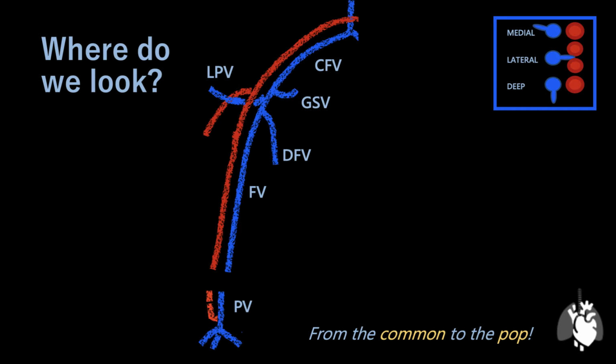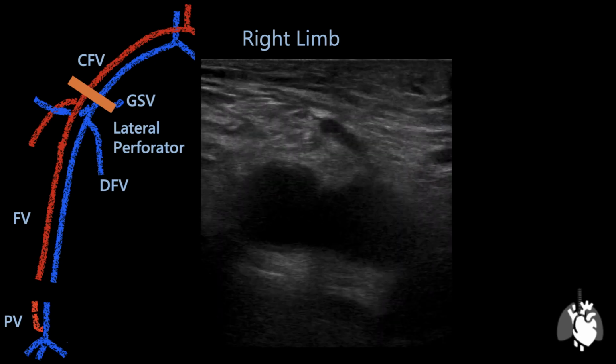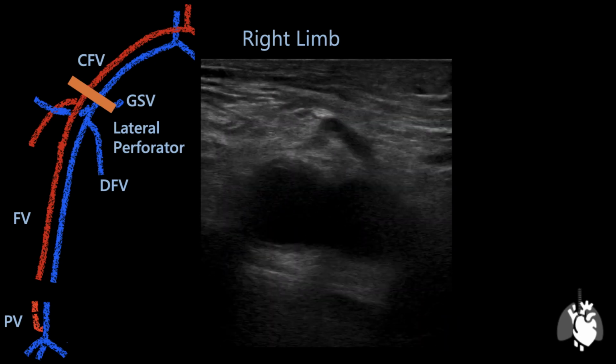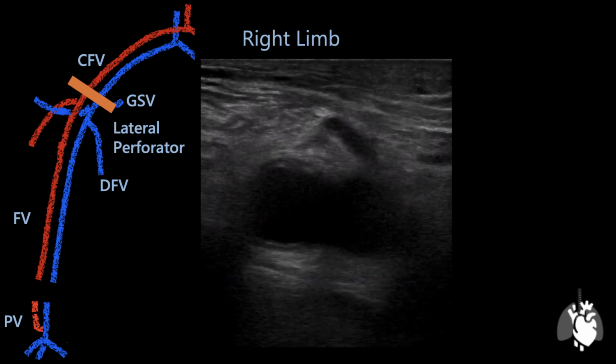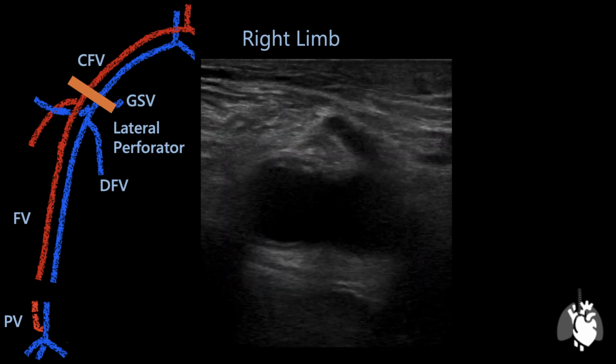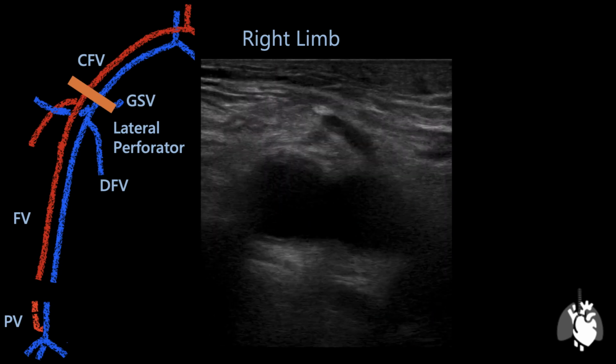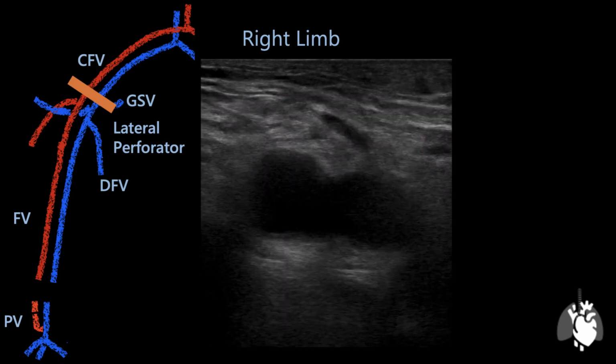Okay, let's look at some images. Starting in the right inguinal fold, what do we see? Well, there's a very compressible vessel on the right that would be in keeping with a vein. There's also a junction that leaves medially, and in this case a bit more superiorly, suggesting that it's the common femoral and greater saphenous vein junction.